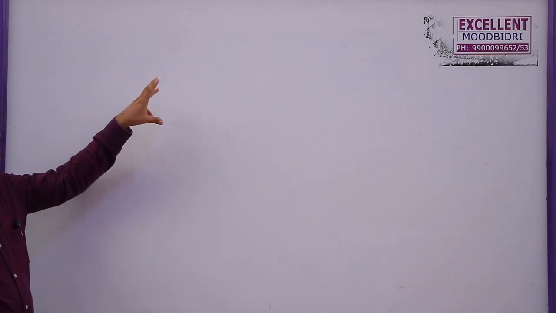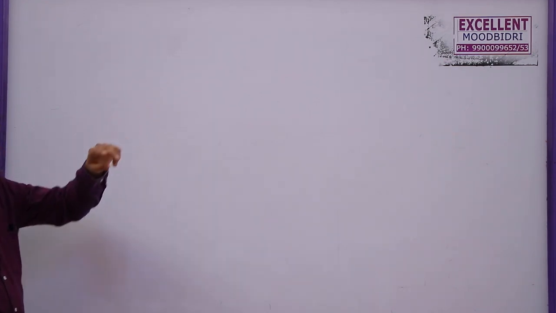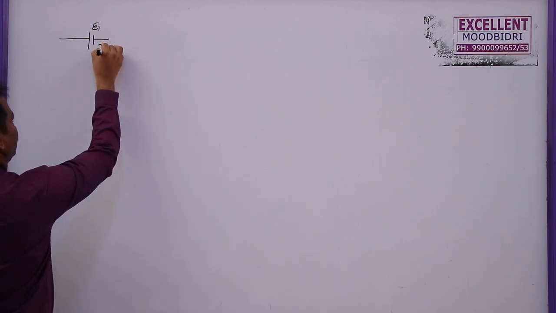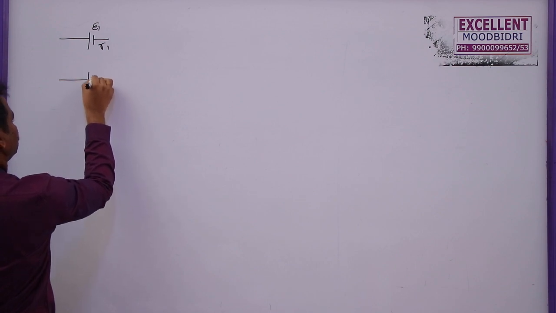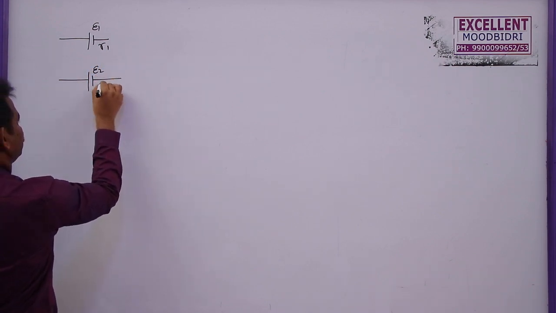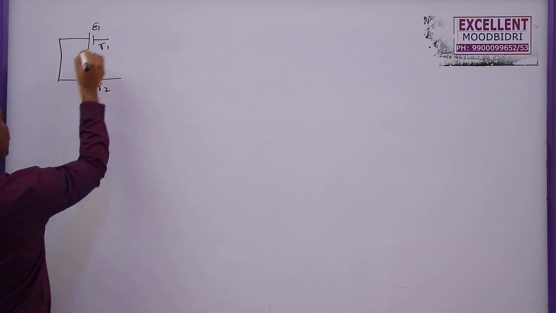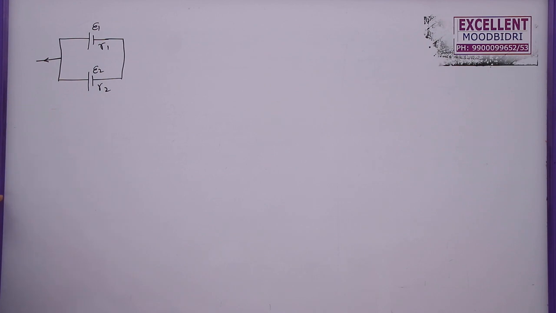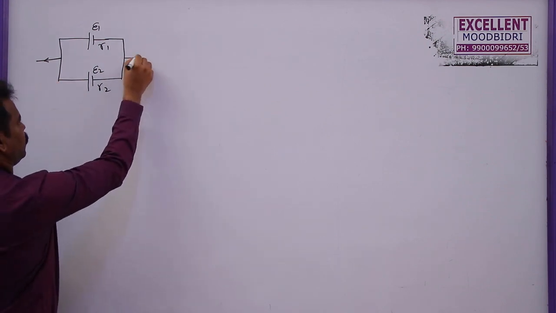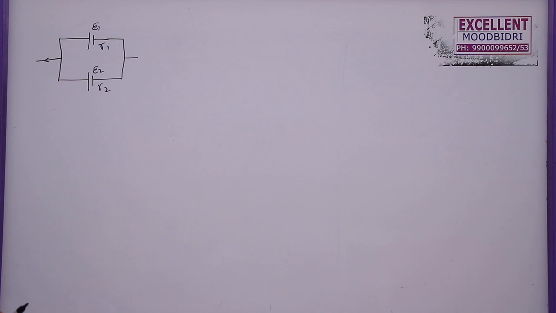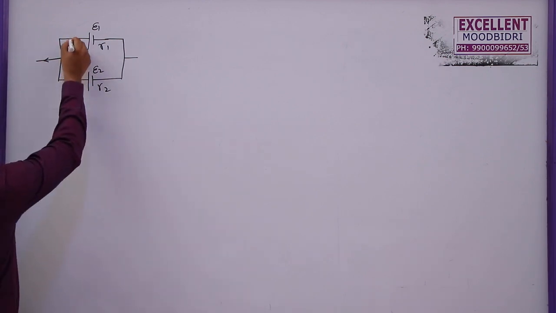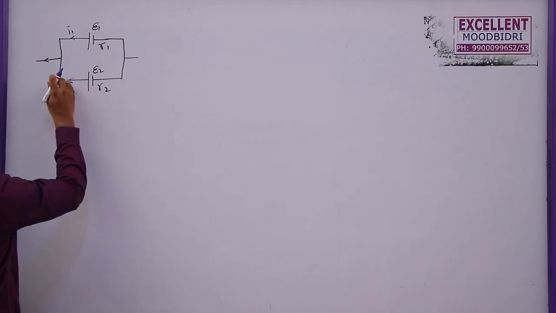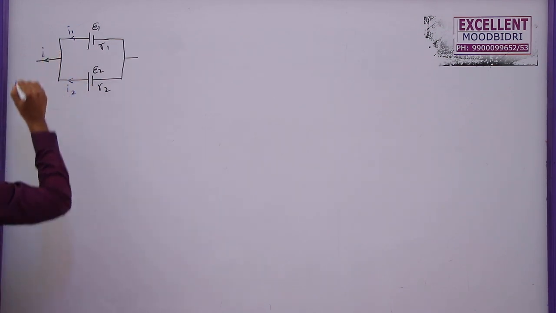Suppose instead of different cells, you take only two cells, one whose EMF is E1 and internal resistance R1, and one more whose EMF is E2 and internal resistance is R2. If these two are connected in parallel like this, this is the path in which the current can go. Here, the current given by the first cell is I1, the current given by the second cell is I2, and the total current is I.